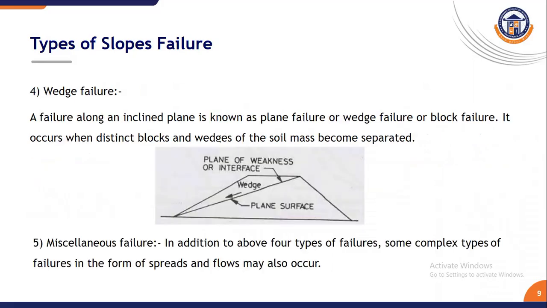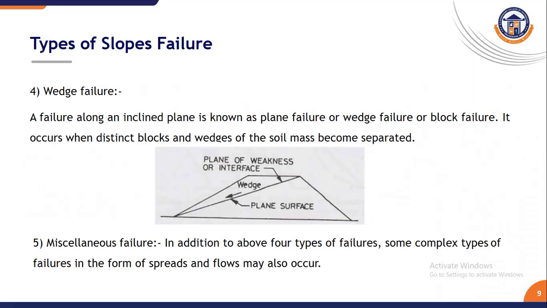The fourth failure is wedge failure. Wedge failure occurs along an inclined plane and is known as a plane or block failure. It occurs when the soil or rock mass breaks into a block or wedge that slides along a weak plane. This type of failure is common in rock slopes.